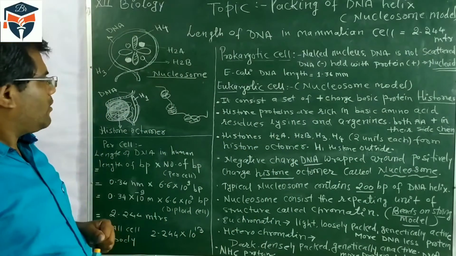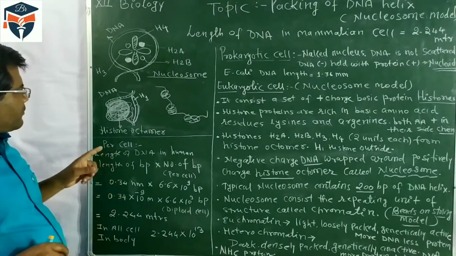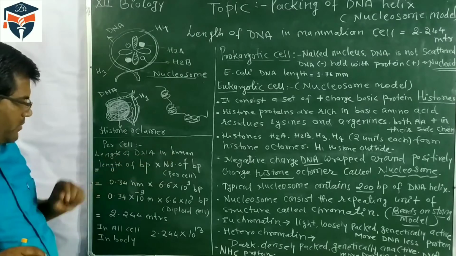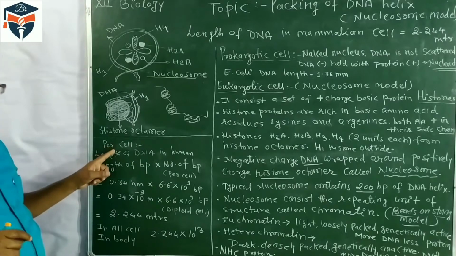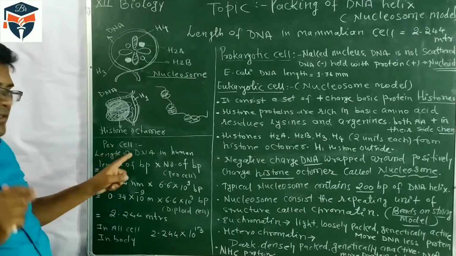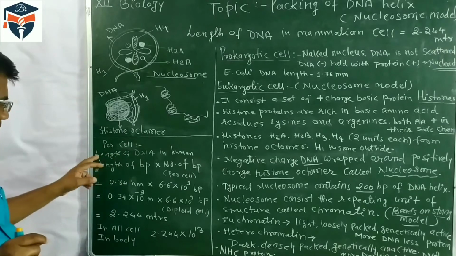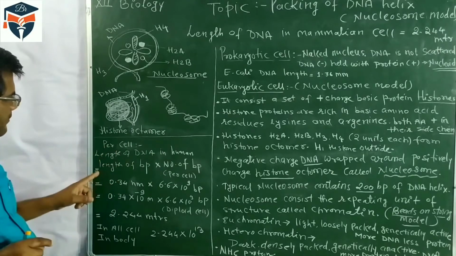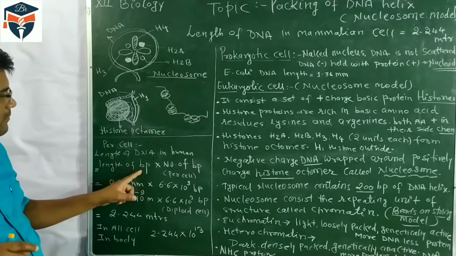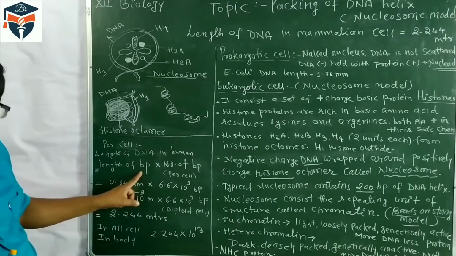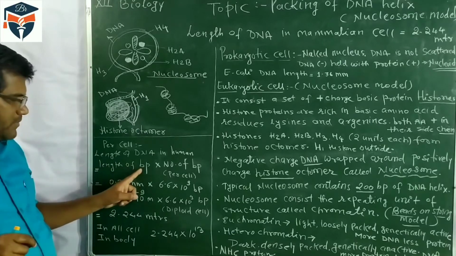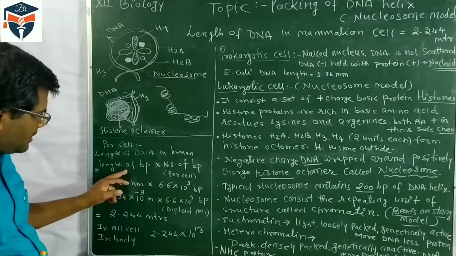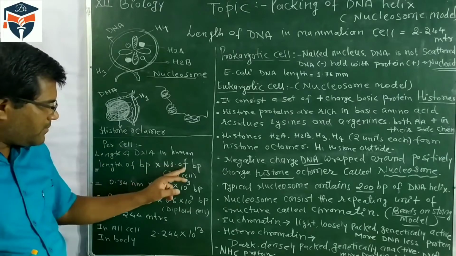How does it come to 2 meter long? You can remember, look here. Per cell, what is the length of the DNA in human? It is calculated by the formula: length of the base pair into number of base pairs. It means how many nucleotides are present.